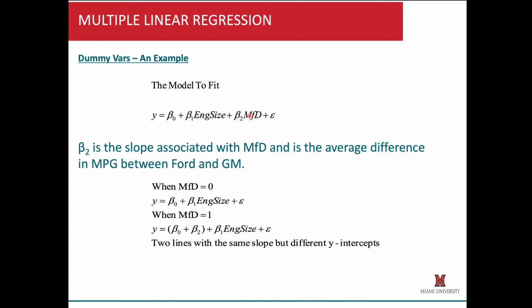And when the dummy variable is equal to 1, then that corresponds to Ford cars. But if we multiply something by 1, it just stays the same. So we actually are adding something to the y-intercept. We're not changing the slope of engine size. We're just adding or subtracting something to the y-intercept. So the beta 2 parameter is going to be the average difference in miles per gallon between a Ford and a GM car. And this will make more sense when we look at the example in R.